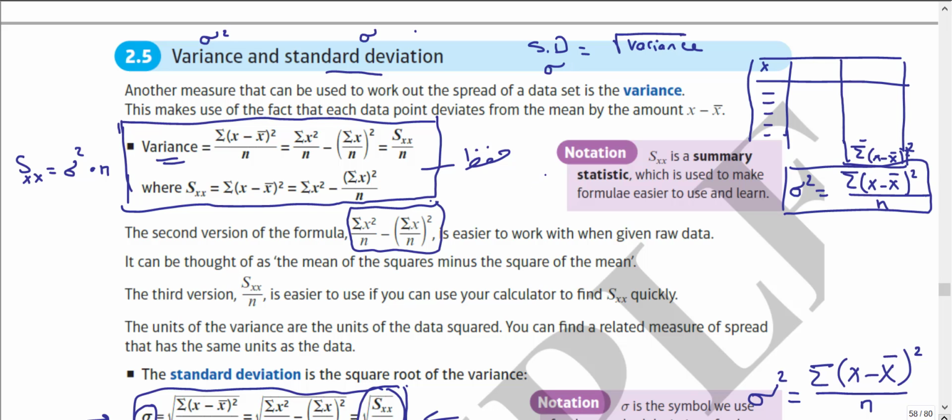طيب how to get the variance? There are two rules. Rule number 1, version 1. Actually, it's one rule, بس احنا we call it like two versions. Version 1, what's this? Sigma x minus x bar. X bar is the mean. So when we say x bar, this is the mean.